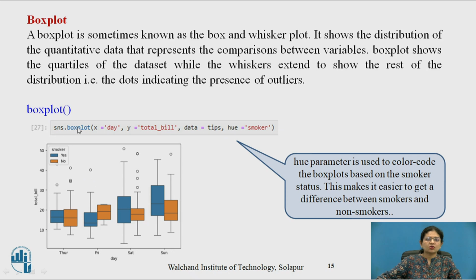Okay, so sns.boxplot, x equal to day, y equal to total_bill. So here I am taking the tips data set and hue equal to smoker. That means the day is on the x-axis, that is Thursday, Friday, Saturday and Sunday, and the total bill is on the y-axis. Now look at here, the hue parameter is used to color code the box plot based on the smoker status. This makes it easier to see the difference between the smokers and the non-smokers. So look at here, two colors are shown here. Blue is for smoker and orange is for non-smoker.